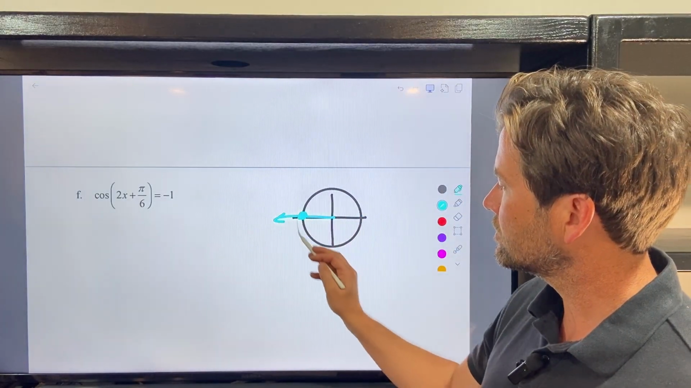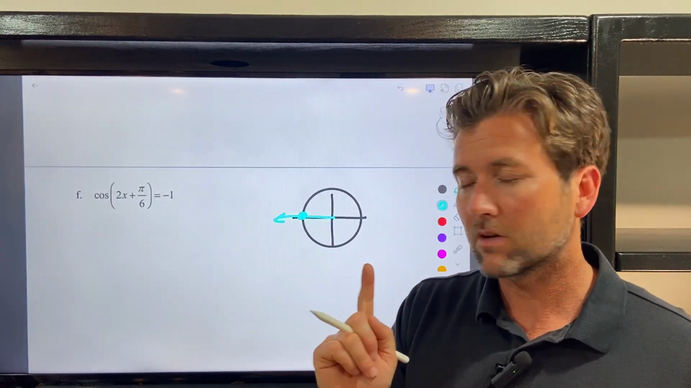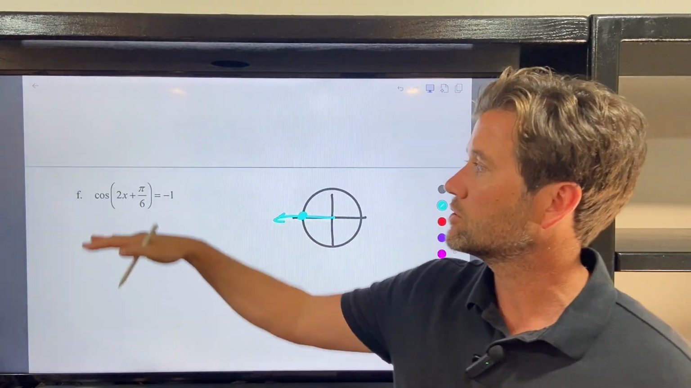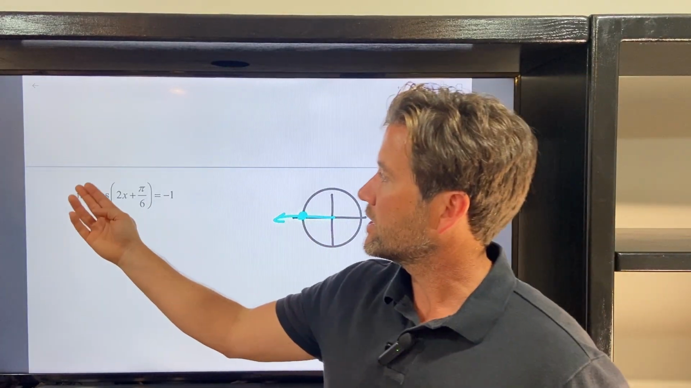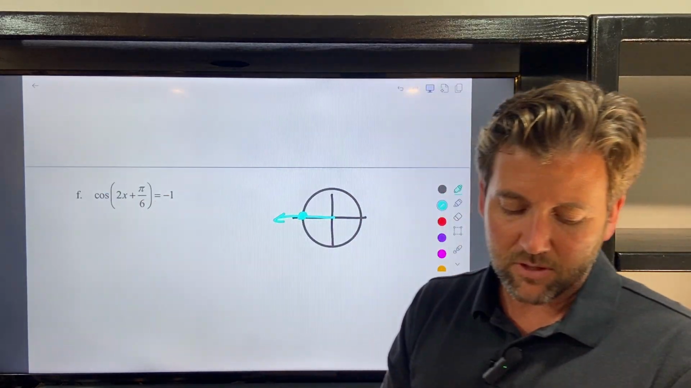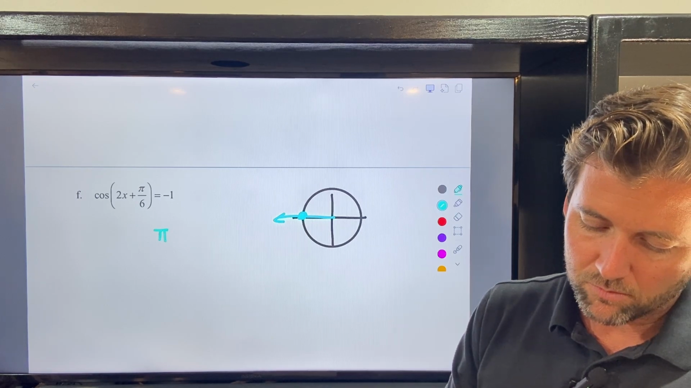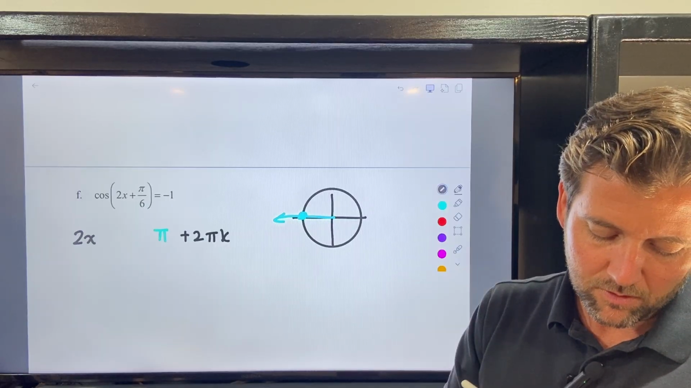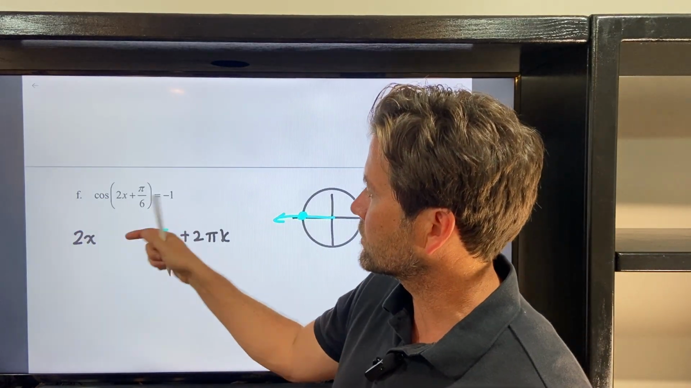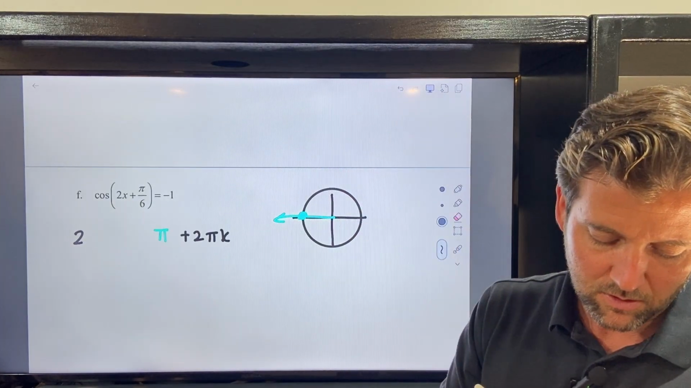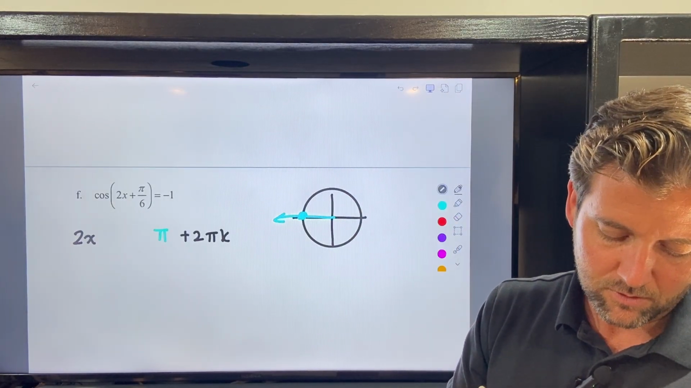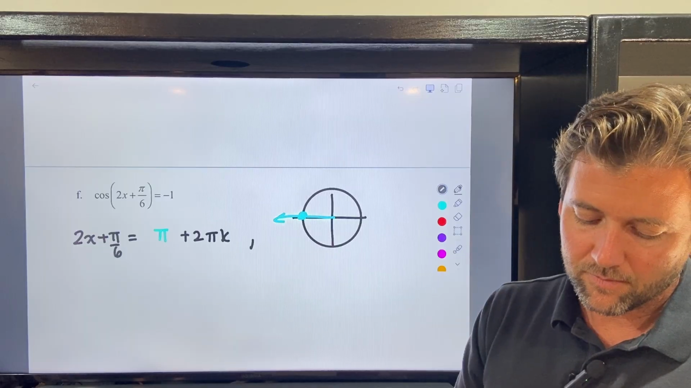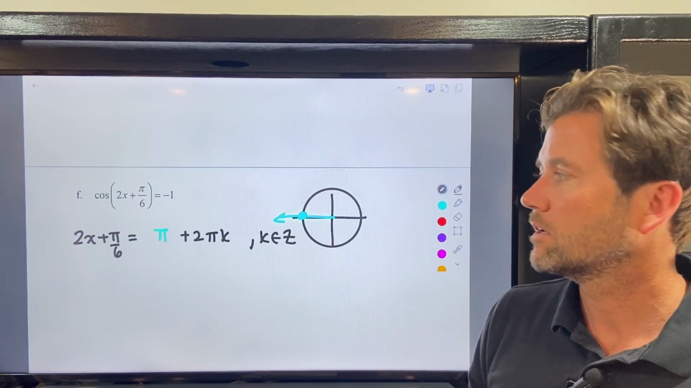So from 0 to 2 pi, I see one solution in blue. But I have this 2x, just like the last problem was a 3x. This is a 2x. I'm predicting there's going to be 2 solutions to this equation. So I just evaluated cosine of what angles is -1. The answer to that was pi plus 2 pi k. So cosine of these angles would be -1. So I'm going to set 2x plus pi over 6 equal to those angles. And again, k is an element to the set of integers.